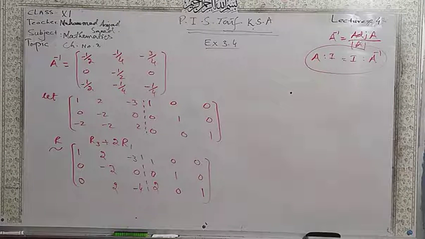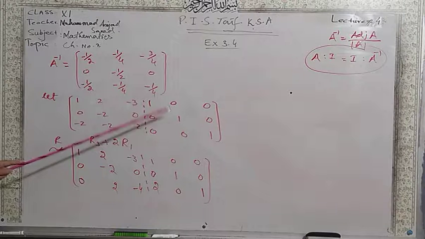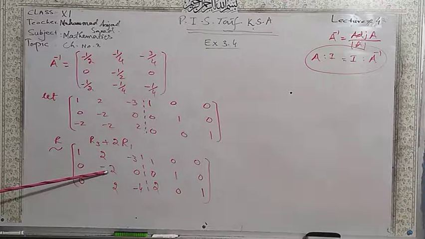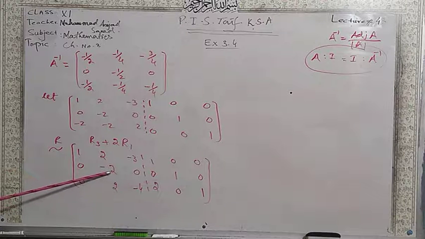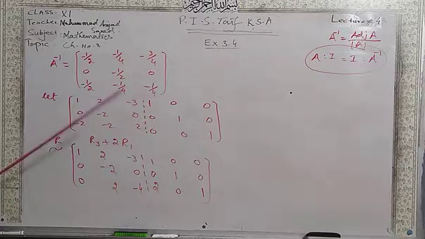So dear students, we have made 1, 0, 0 here on the left hand side. After that you need 1 at the center. Here is minus 2. So divide R2 by minus 2 throughout, so that you will get 1 here.